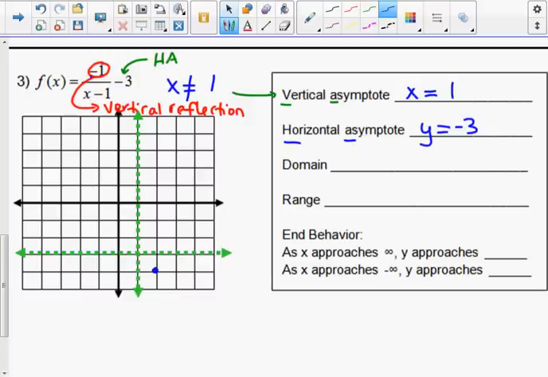Instead of going left 1, down 1, I'm going to go left 1, up 1 to plot the point. So now we're going up and down in reverse. I'm going to extend towards the asymptotes, and extend towards the asymptotes. And then we're done.